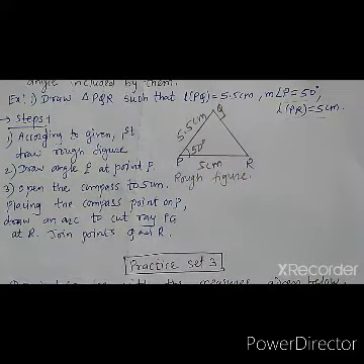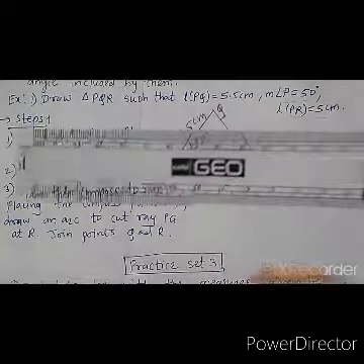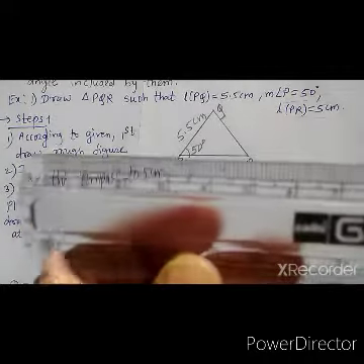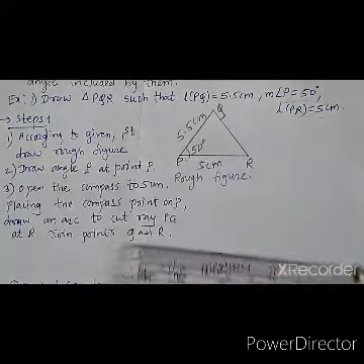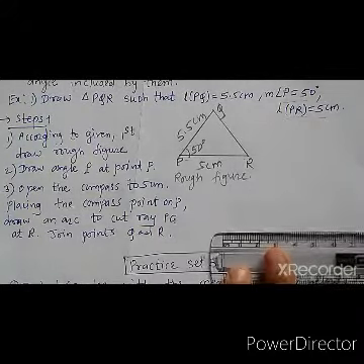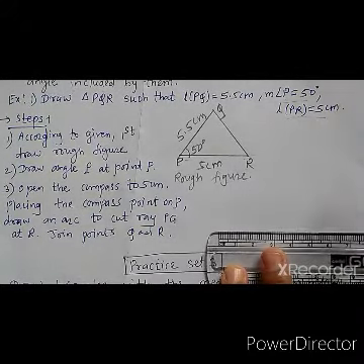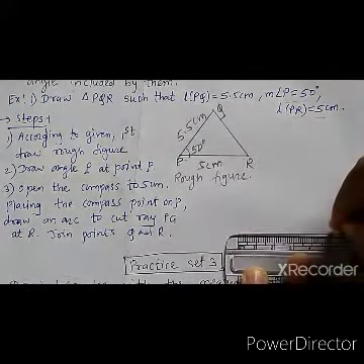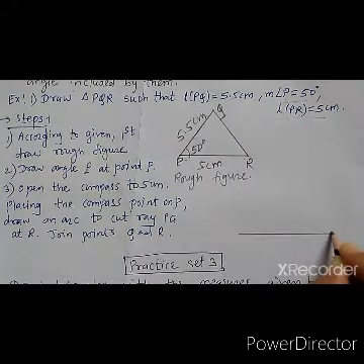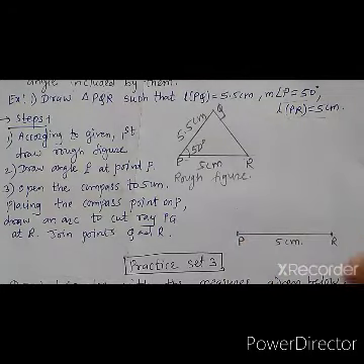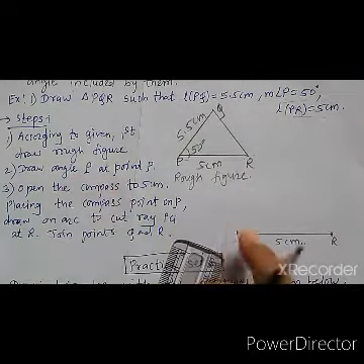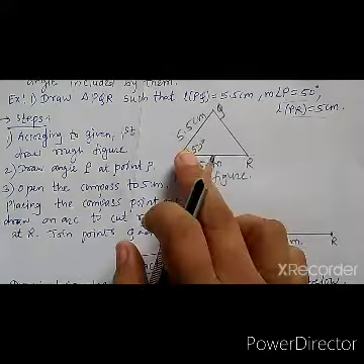So let us see. First we have to take a scale, and now we have to take PR of 5 centimeter. So start from 0 to 5. So here we have to draw PR, 0 to 5, that is 5 centimeter. Next we have to draw angle P at point P. So here we have to draw angle P of 50 degree.